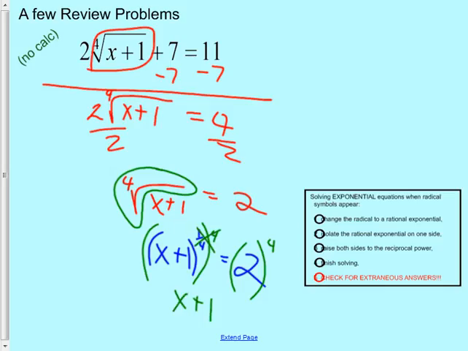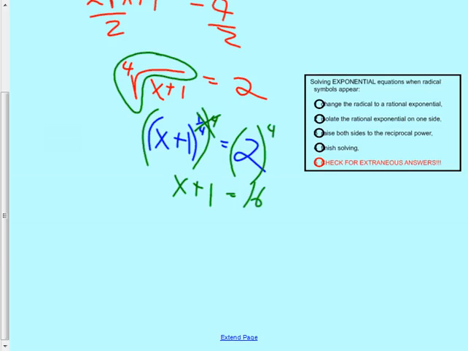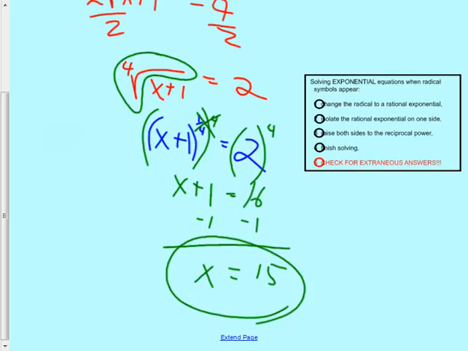And did I just do a fourth root to both sides? Nope, I just did to the fourth. It wasn't a fraction power. So 2 to the fourth is 16, and then from there, a child of age 11 could probably do this. Subtract 1, x equals 15. Just one last step to get x alone. All right, that was a get the clump alone kind of problem.